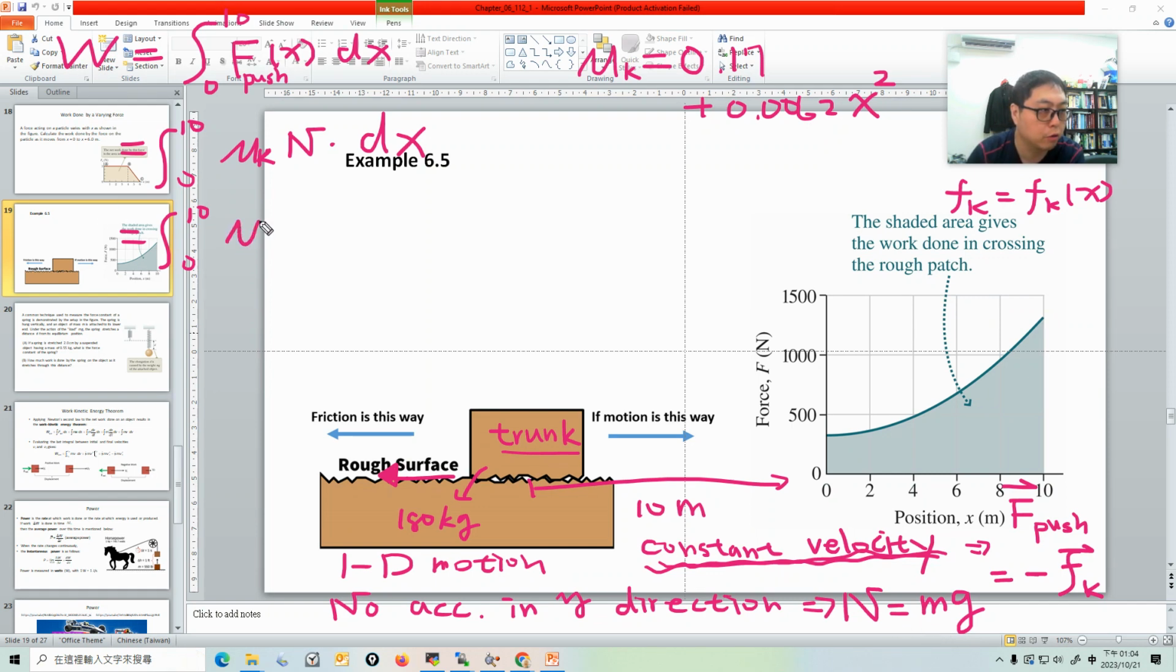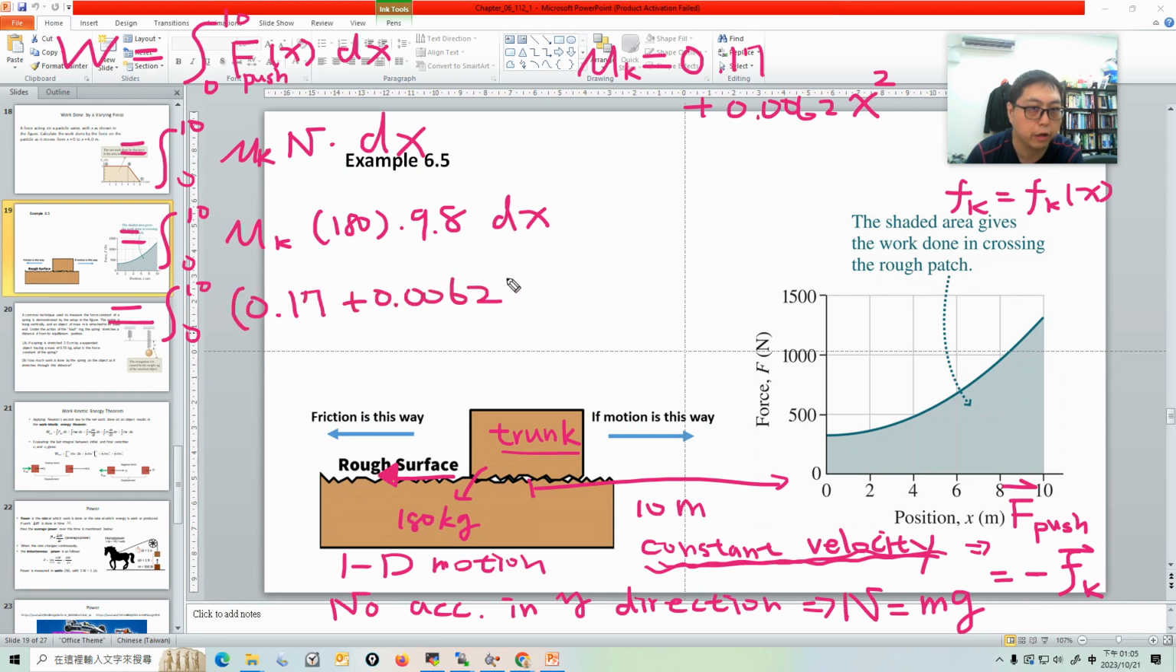So let's say, okay, mu_k mg, and m is 180 kilograms. Let's write this down: 180 times 9.8 dx. We already know the expression of the kinetic friction coefficient, so just write it down: 0.17 plus 0.0062 x squared. So what's the value of 180 times 9.8?